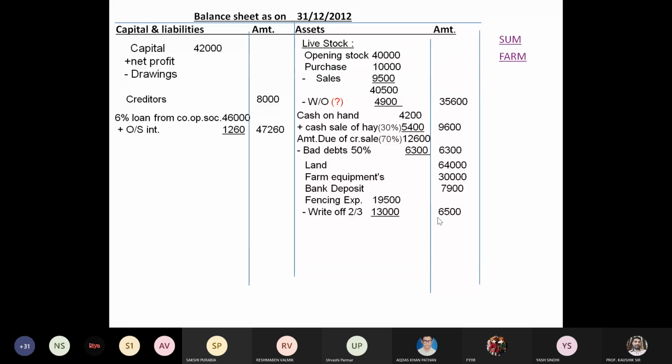Two-third means 2:1. So 2 plus 1, 3. So 2/3 part will be written off in the current year and 1/3 part will be written off in the next year. It is one and the same. Written off amount 13,000 will be debited to the farm account.